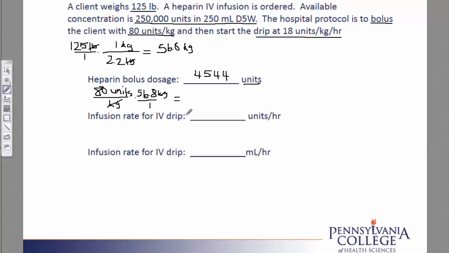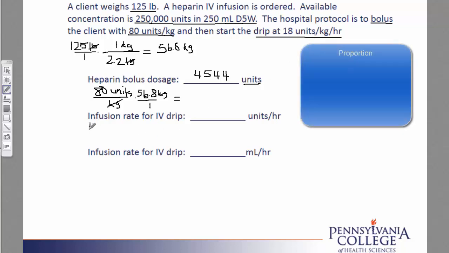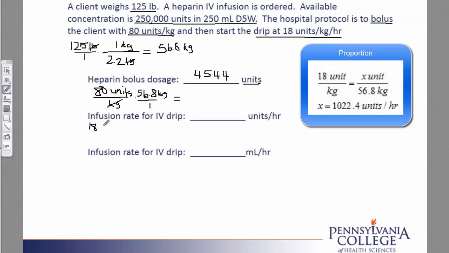Our next question asks us about the IV drip. For the IV drip, we have 18 units per kilogram per hour, and we'll start with that piece of information. Both labels of kilograms and hour belong on the bottom of this fraction. When we look at the answer we're to get, units per hour, which means we just need to cancel the label of kilograms. In order to do that, we'll multiply by the patient's weight of 56.8 kilograms. The label of kilograms will cancel.